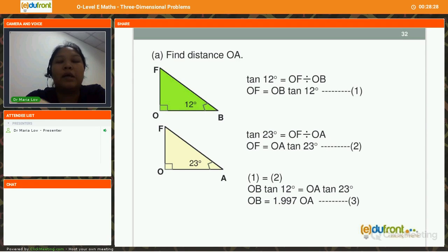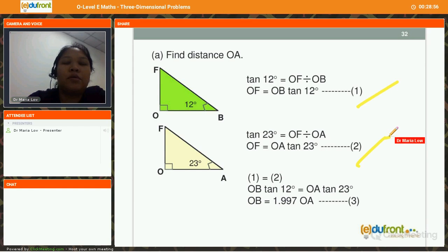Okay, the green triangle has an angle of 12 degrees. In other words, we are able to formulate an equation that involves our distance OF, which is actually the height of the flagpole, equals the distance OB times tangent 12. And we label this as equation number 1. Next step, we actually do the same thing for the triangle that is nearer to us. That is going to be highlighted over here as equation number 2, which is given as OF equals OA tangent 3, while the previous one is OF equals OB tangent 12.